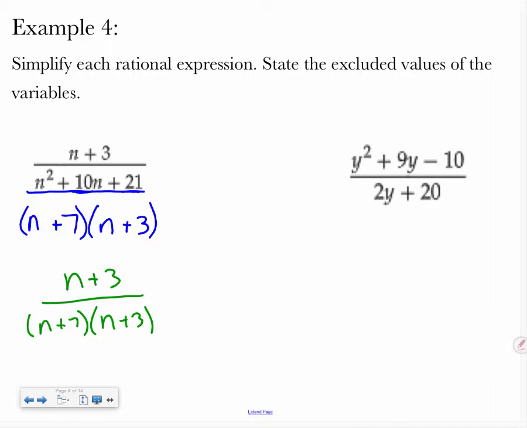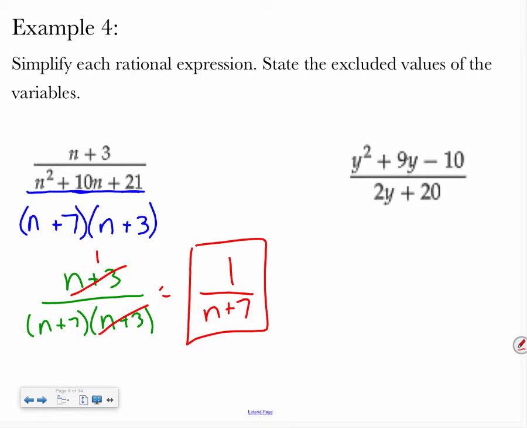And we had just talked about how if you have the same thing on the top as the bottom, you can cancel them. So I now have a 1 over n plus 7. So this is my simplified rational expression. And now looking at my simplified rational expression, what are my excluded values? What number can n not be? I cannot have n equal to -7, because if I do -7 plus 7, I end up with a 0 in the denominator.